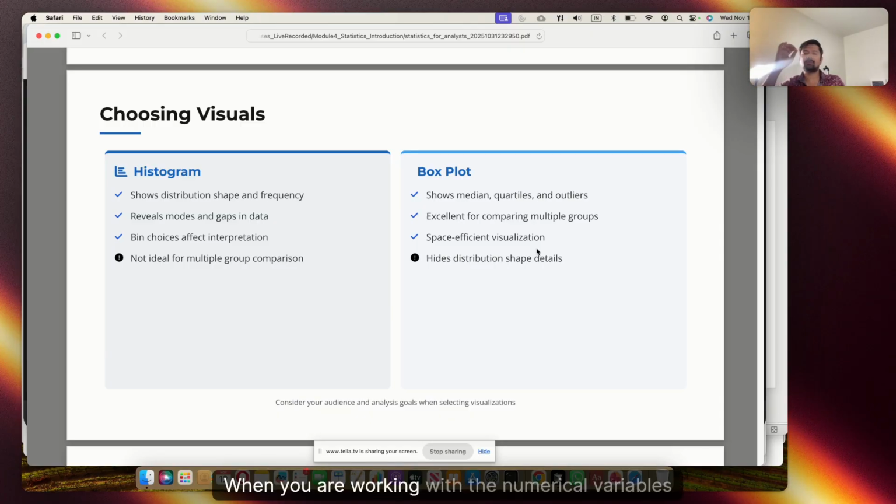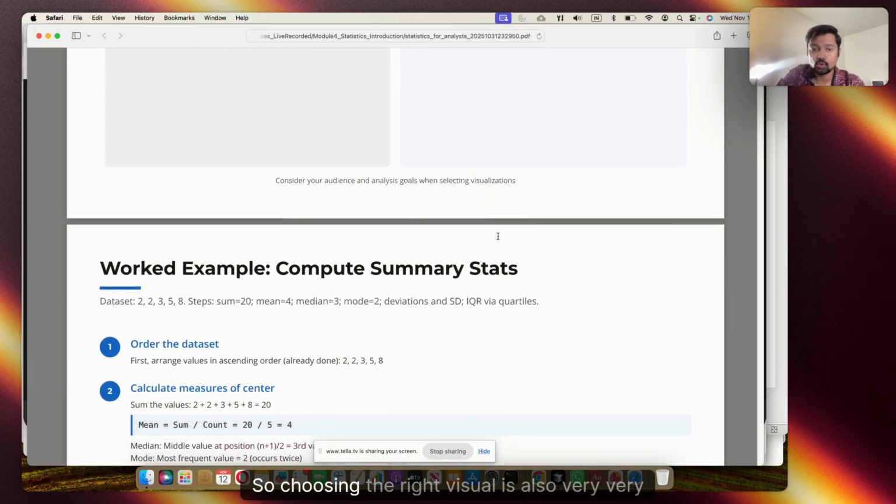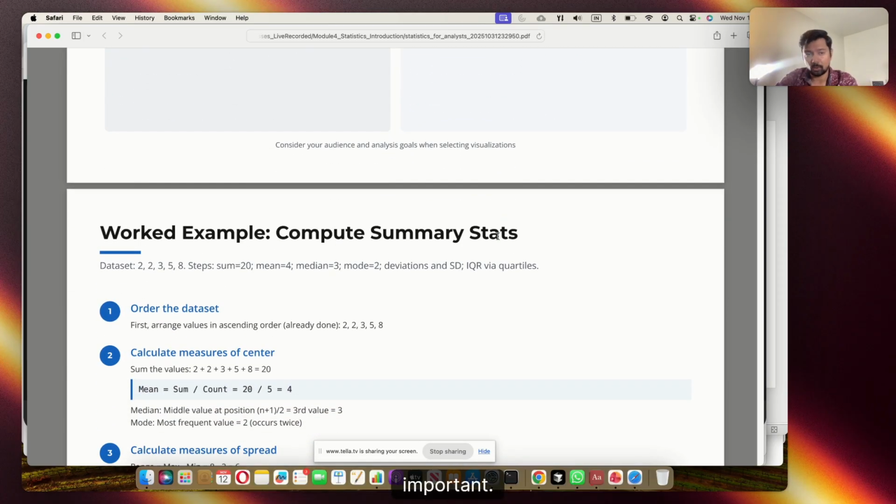Histograms are good when you are working with numerical data. They can quickly show you the distribution, the symmetry in the data, and how well it is distributed across different bins. They help you to identify the gaps in the datasets. Whereas box plots show the median, quartiles, and outliers. They are excellent for comparing multiple groups and good for space-efficient visualizations. So choosing the right visual is very, very important.